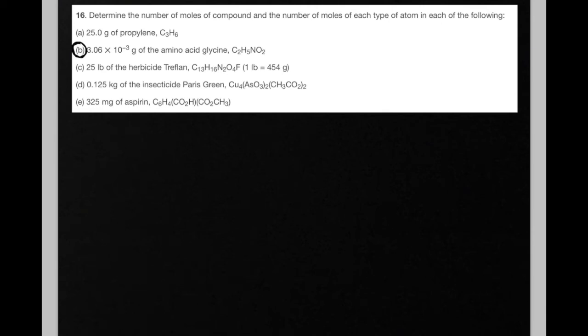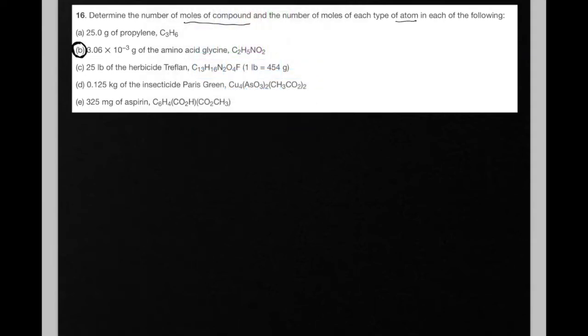Problem 16 from Chapter 3 of the OpenStax chemistry textbook wants to know the moles of compound and the moles of each type of atom in glycine. So this is an amino acid, glycine. We're going to do part B here. You can look at the description in this video to link to the other parts if you're interested in parts A or C or D or E.